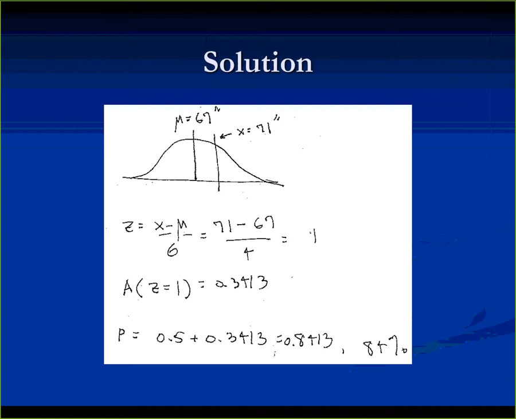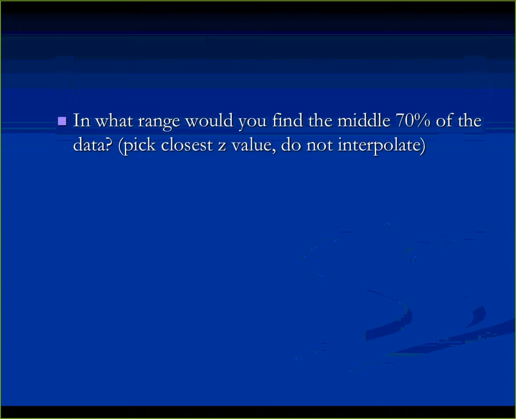We know that for the normal distribution, the entire area under that curve is 1, representing 100% of the possibilities. From the center of the distribution to minus infinity, that entire area is half the distribution, or 0.5. So the probability is going to be 0.5, which represents the entire left half of the distribution, plus 0.3413, which represents the area from the center of the distribution to 1 standard deviation to the right of the mean, and the answer is 0.8413, or 84%.